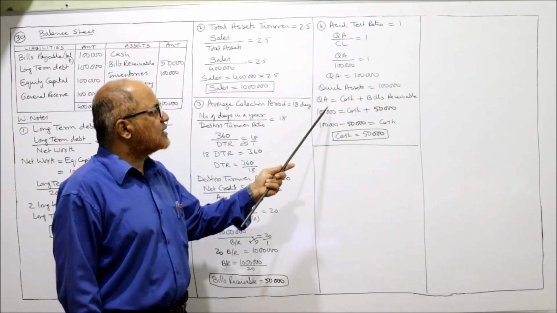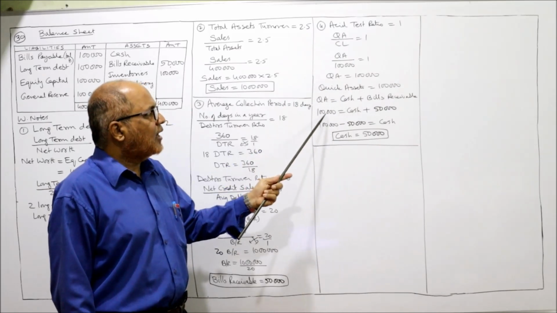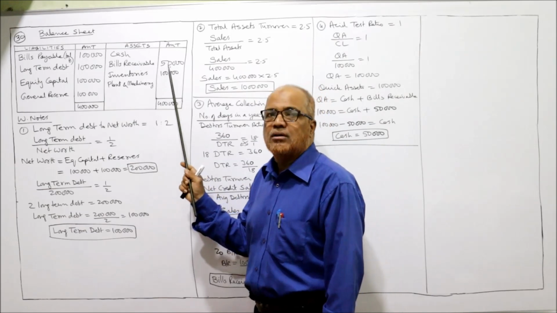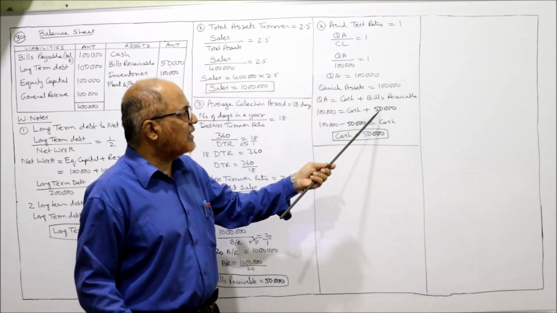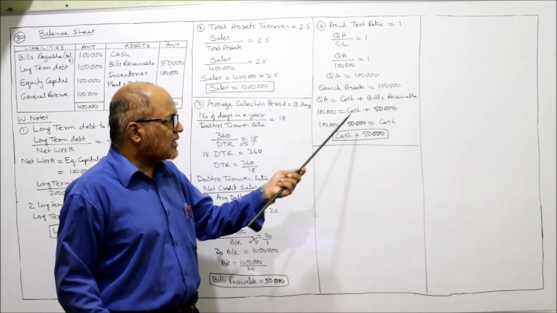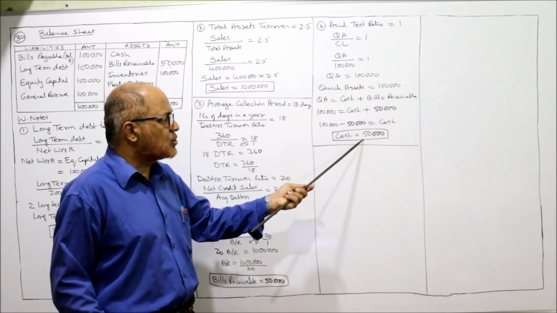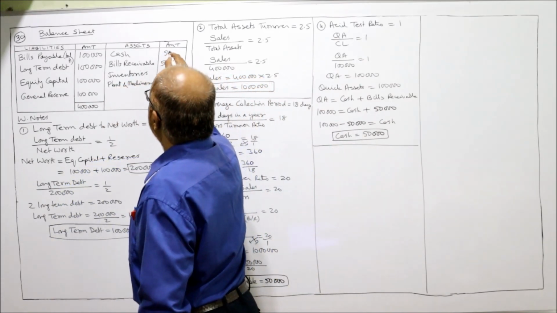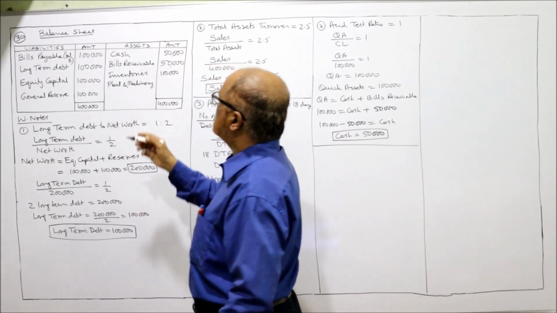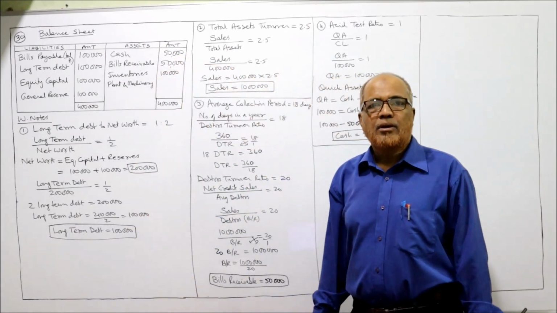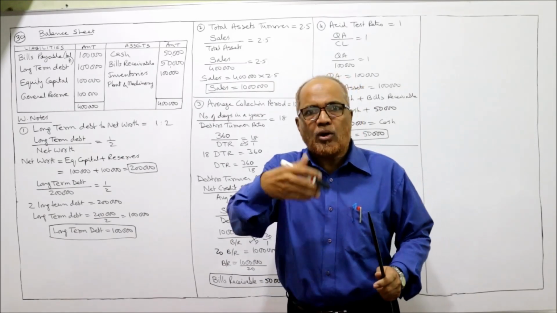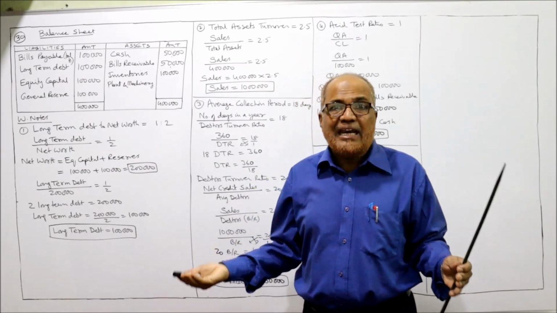In this, quick assets are 1 lakh, we got it right now, and bills receivable we have just calculated as 50,000. So bring this 50,000 to the LHS, minus 50,000. So cash is equal to 50,000. We got cash also, 50,000. That's all. Now we don't require any other ratio which is given in the problem. Some more ratios are given, but we don't need them.